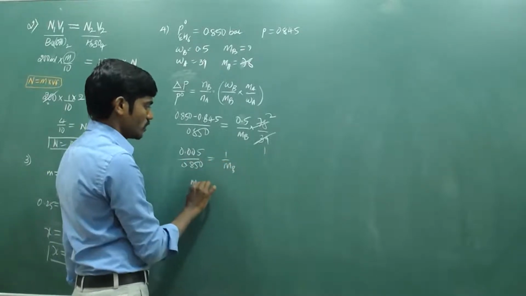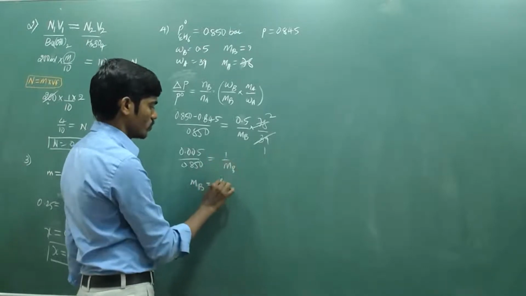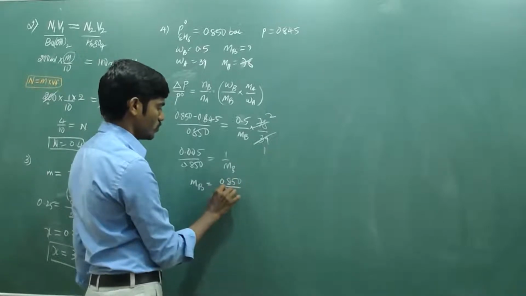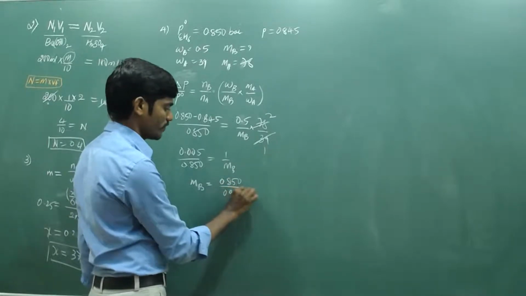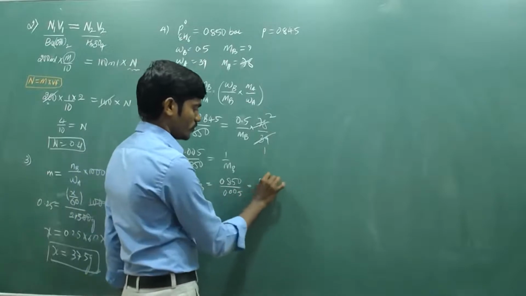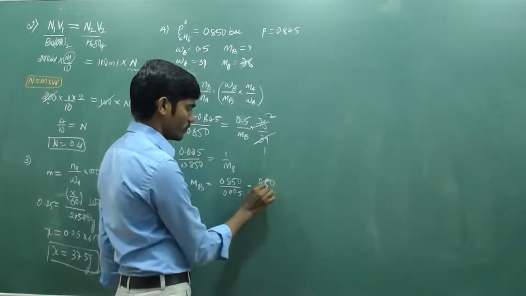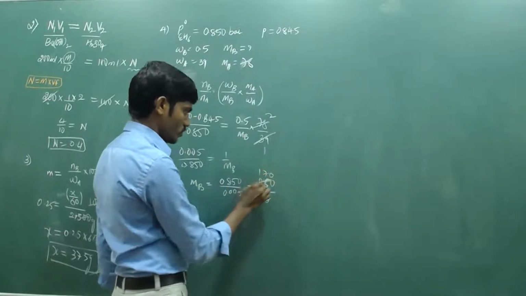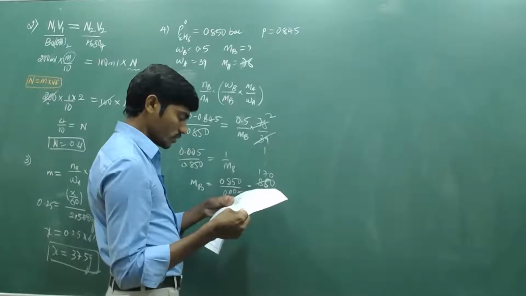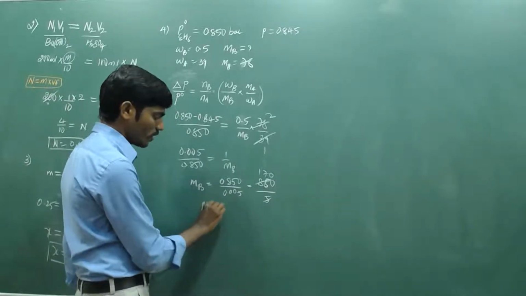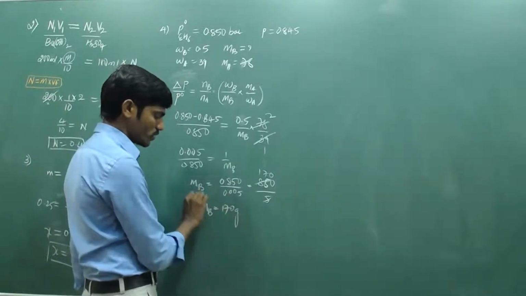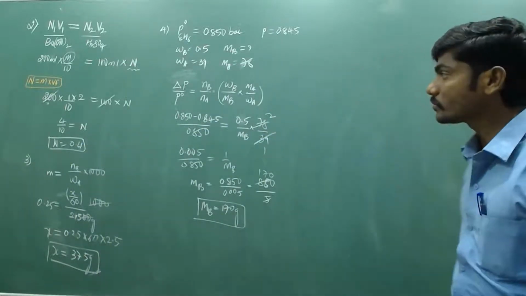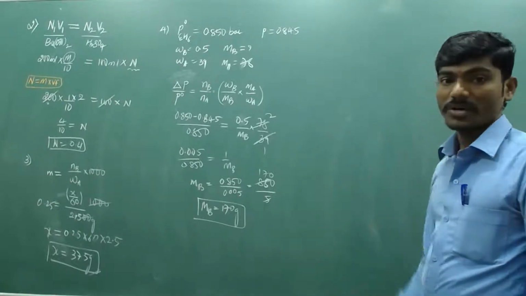Or else MB is equal to 0.850 divided by 0.005. So 850 divided by 5, you will get 170. The answer is 170. MB is equal to 170. Molar mass of solute is 170.